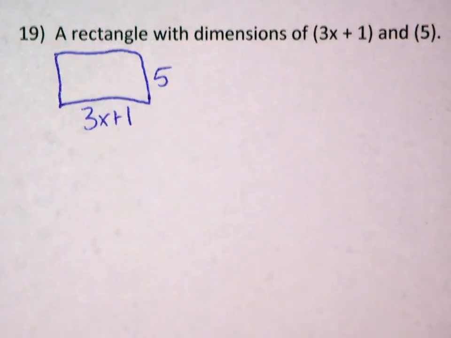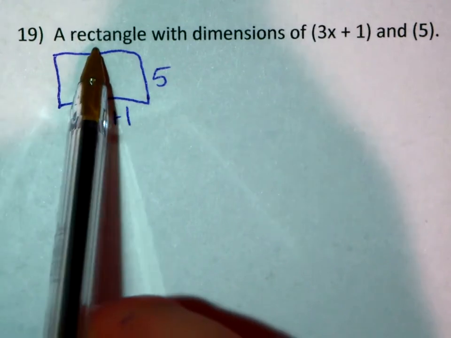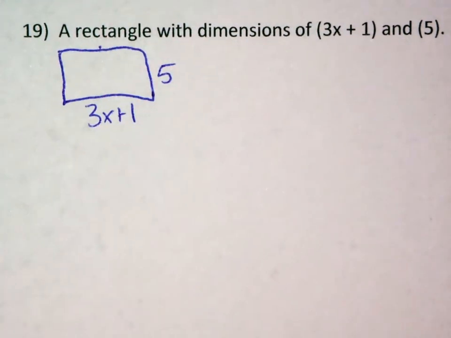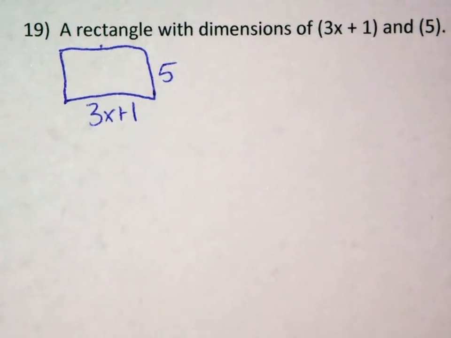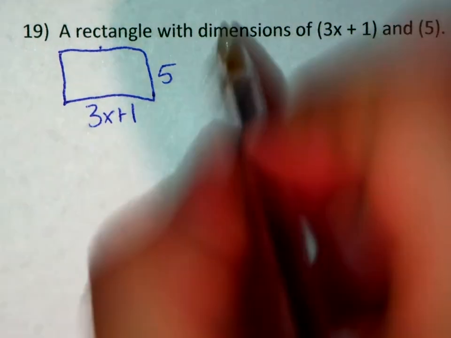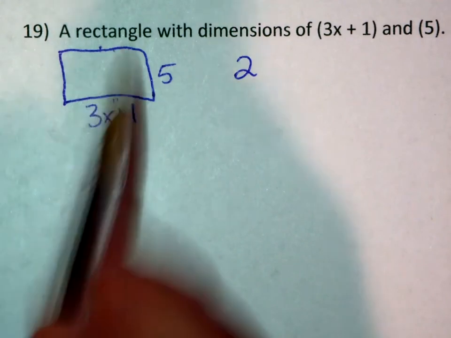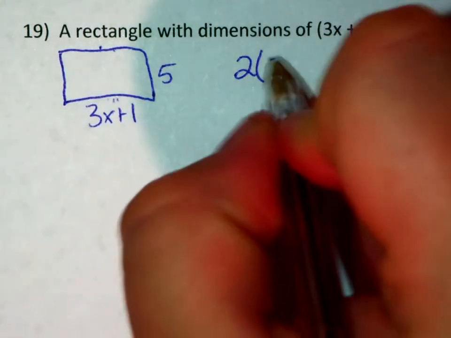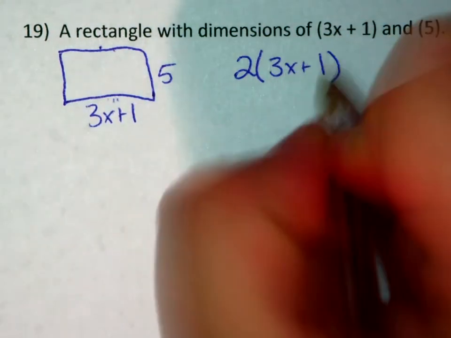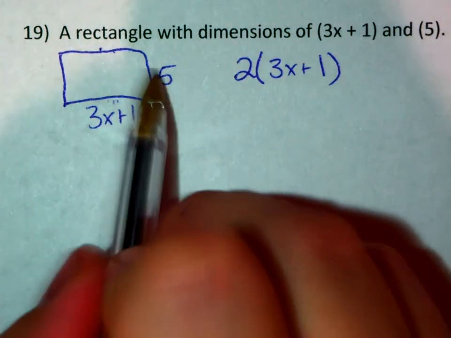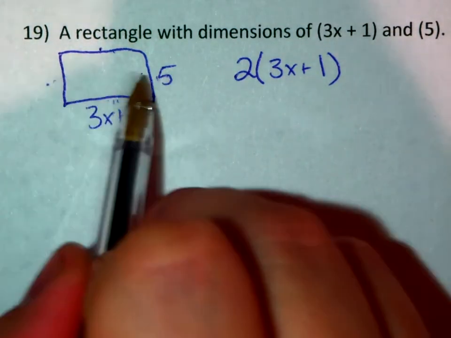Now I know my rectangle, my top side is the same length as my bottom side. So if I were adding up all of the sides together, I would have two sides that are this length, 3x plus 1. And I would have two heights that are this length, 5.